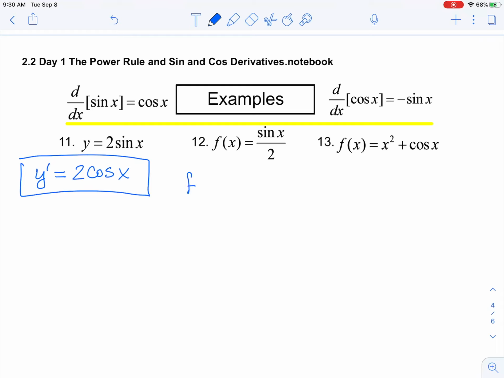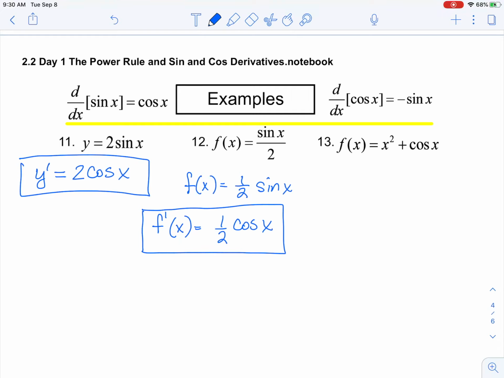All right, f of x is sine x over 2. Well, we don't want it to look like that, so let's rewrite f of x to be 1/2 sine x, so that that's just a constant out front. So f prime of x is 1/2. Constant multiplier stays out front, and the derivative of sine x is cosine x.